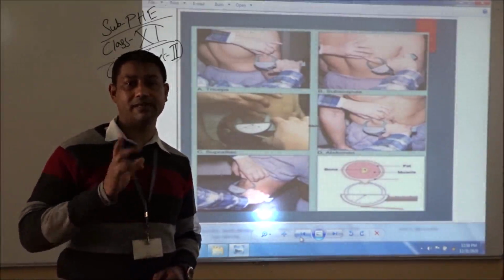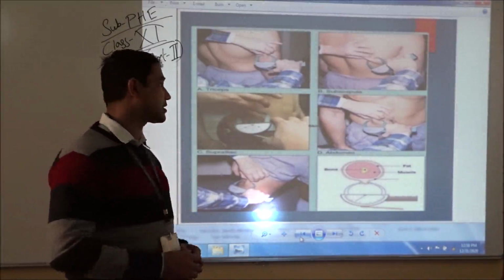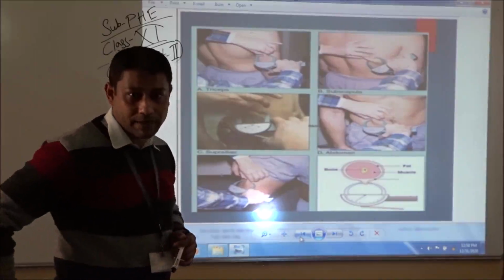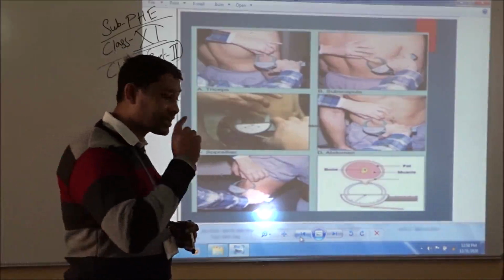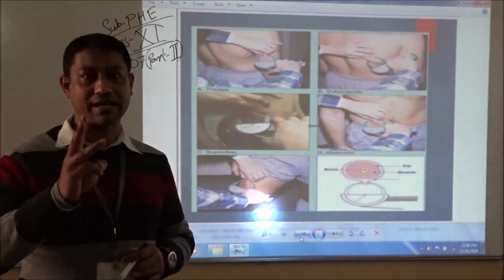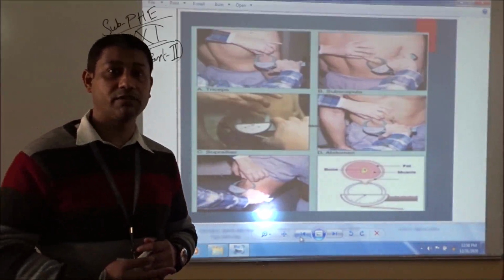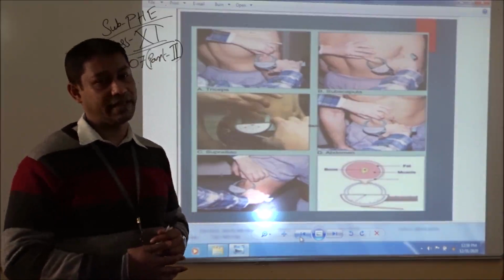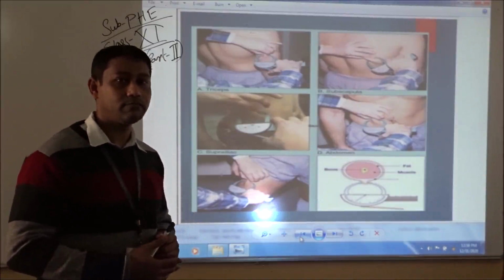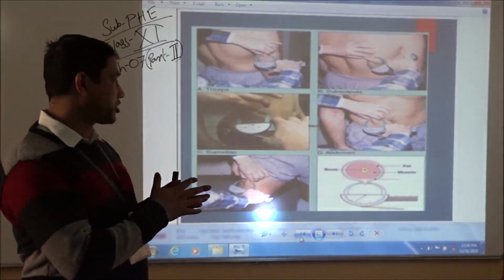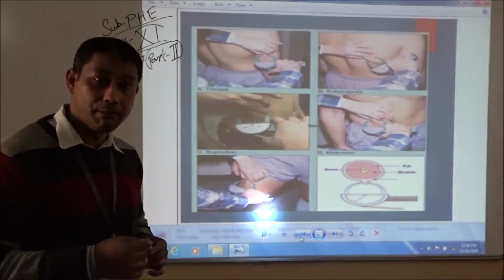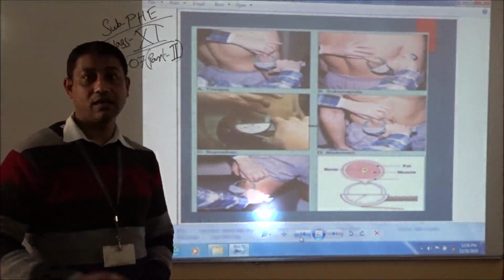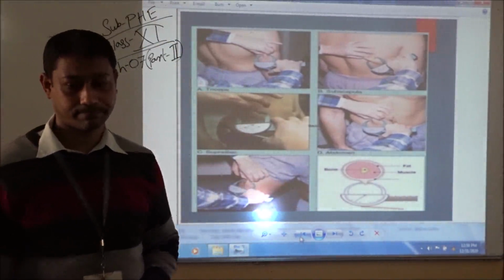Basically 3 measurements are taken: the tricep measurement, the abdomen area and the calf measurement. These 3 are the vital positions for assessing the body composition of an individual. So body composition is measured by this vernier caliper. It shows the fat composition.